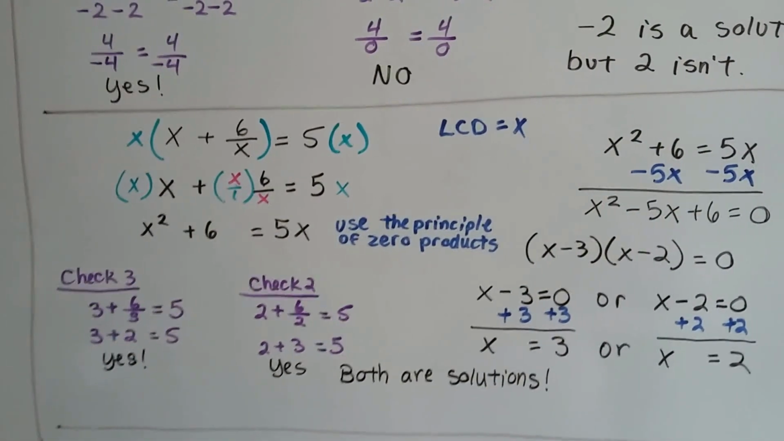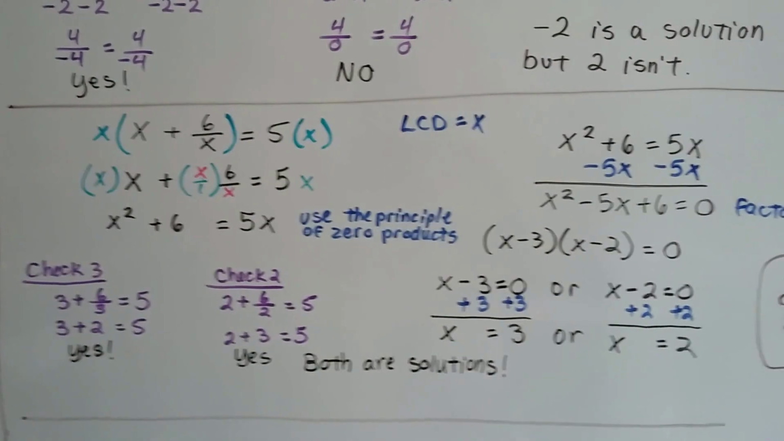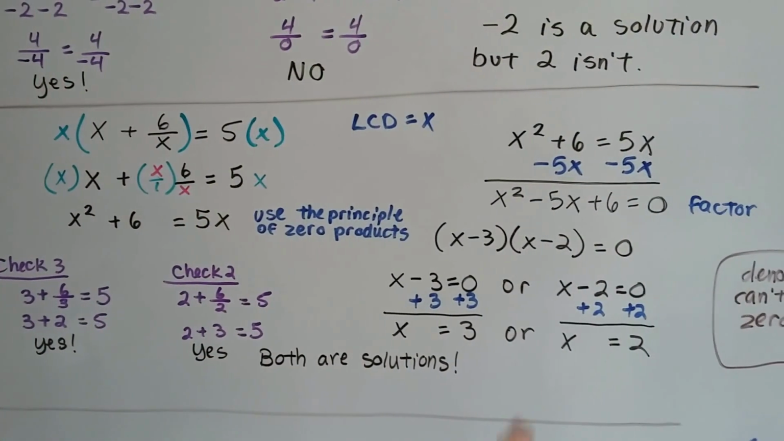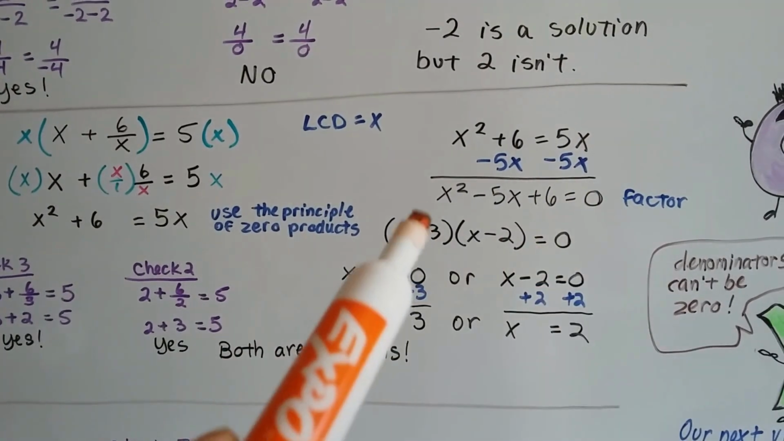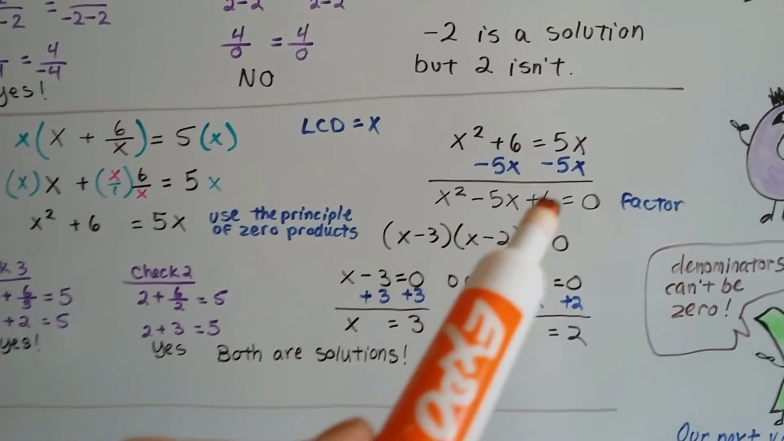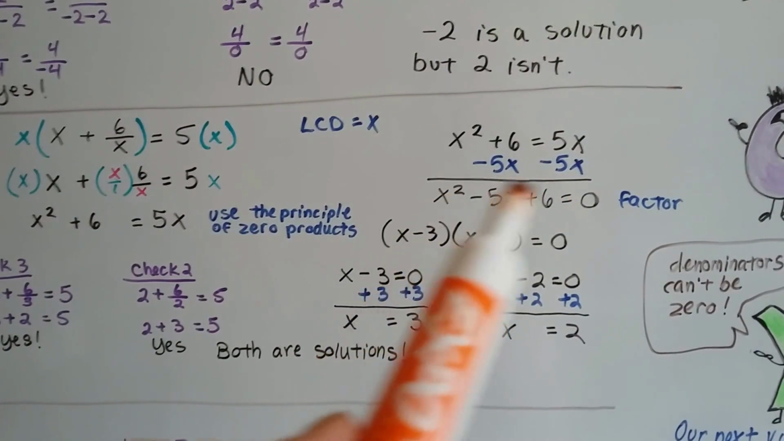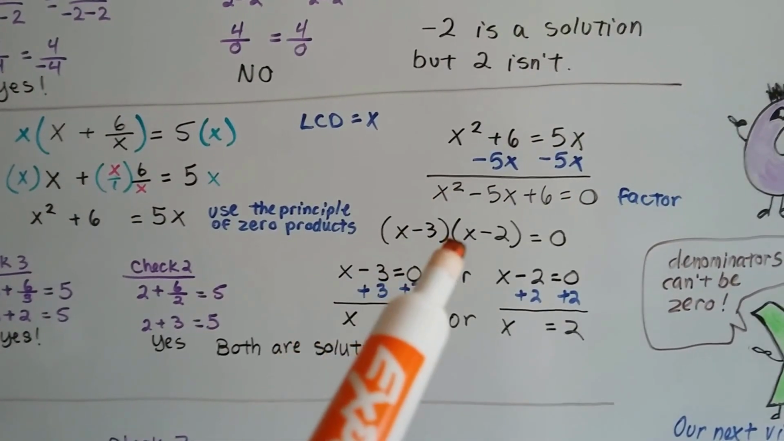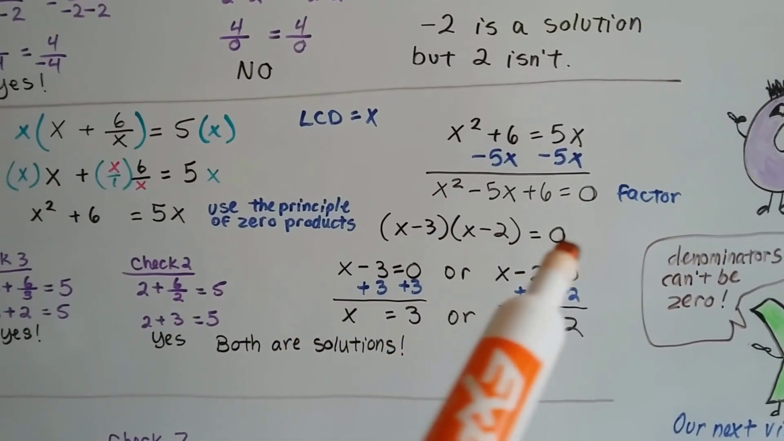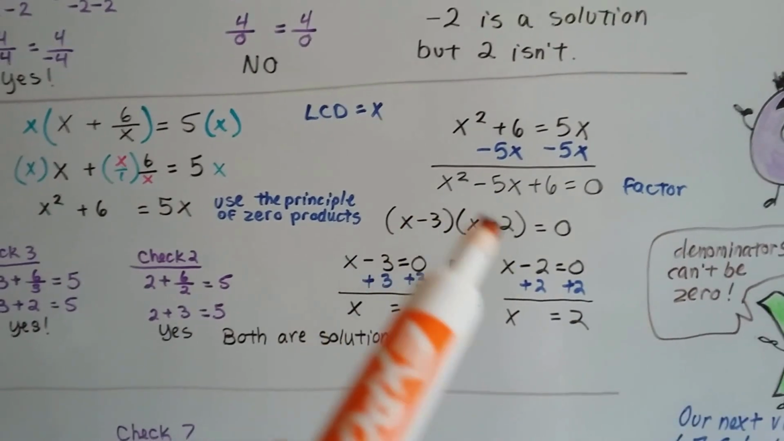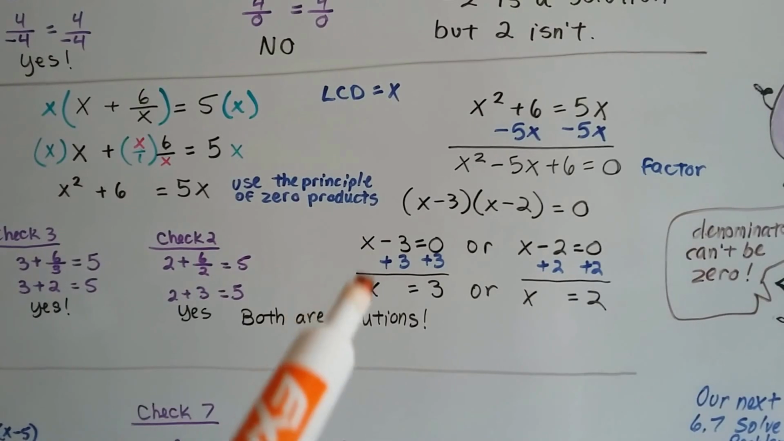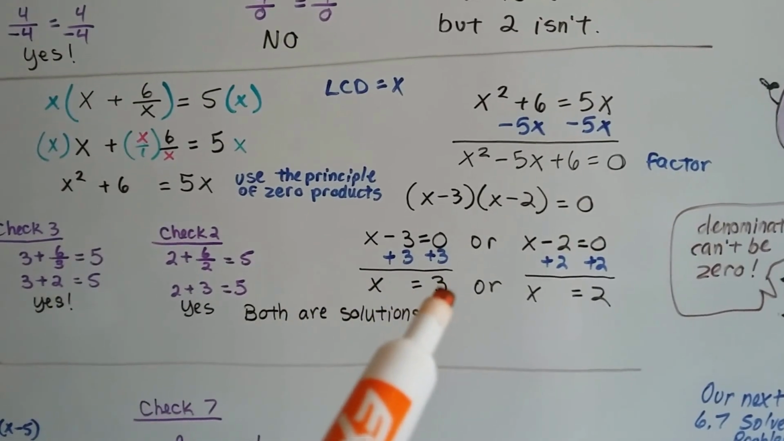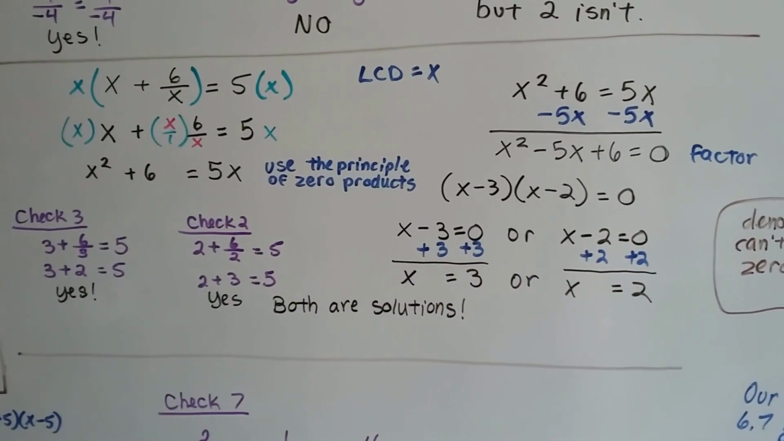We use that principle of zero products again. We're going to set it to equal 0. So we need to subtract that 5x from each side of the equation so that this side is a 0. We get x squared minus 5x plus 6 equals 0. And we factor this, and we get x minus 3 times x minus 2. We set each parentheses to equal 0. We use our additive inverses to isolate the x, and we get x is equal to 3 or x is equal to 2.